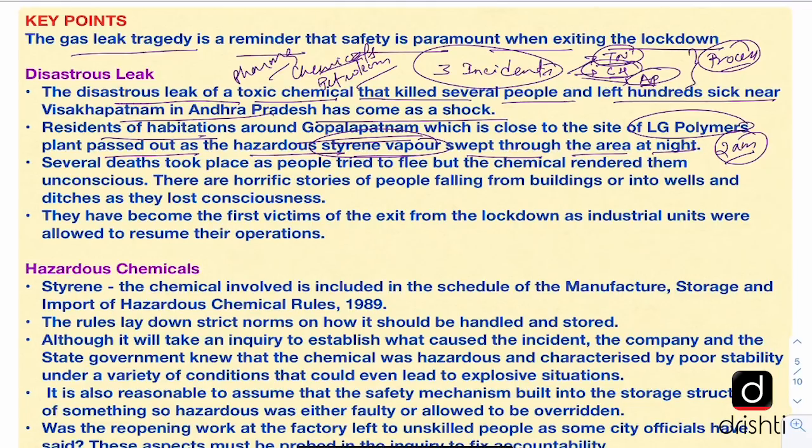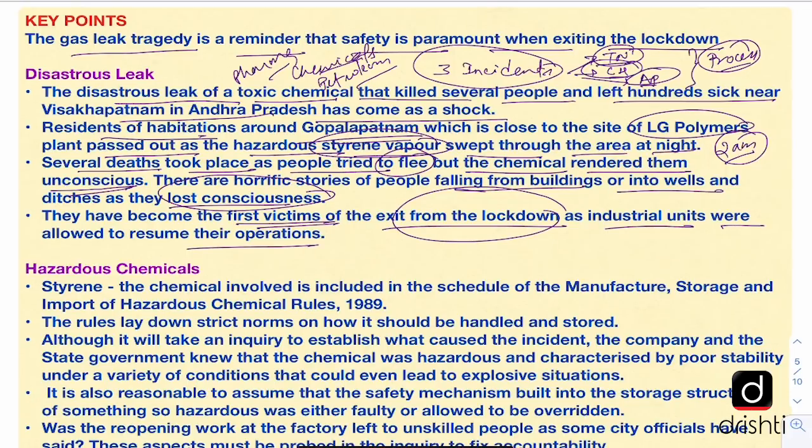And only by the early hours of the morning, people realized such a leak had happened and evacuation measures were activated by the local authorities. Several deaths took place as people tried to flee, but the chemical rendered them unconscious. And there are accounts of people falling from buildings or into wells and ditches as they lost consciousness. Many of these people lost their lives as well. Now, due to this unfortunate incident, these people have become the first victims of the exit from the lockdown as industrial units were allowed to resume their operations. And this incident also points to the lack of safety standards and practices across industries all over India.